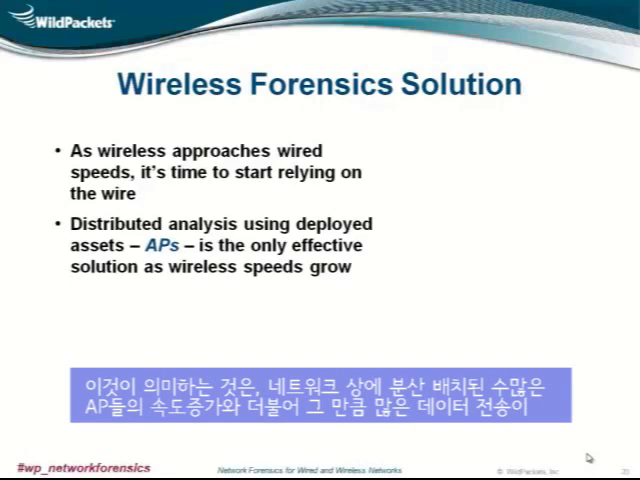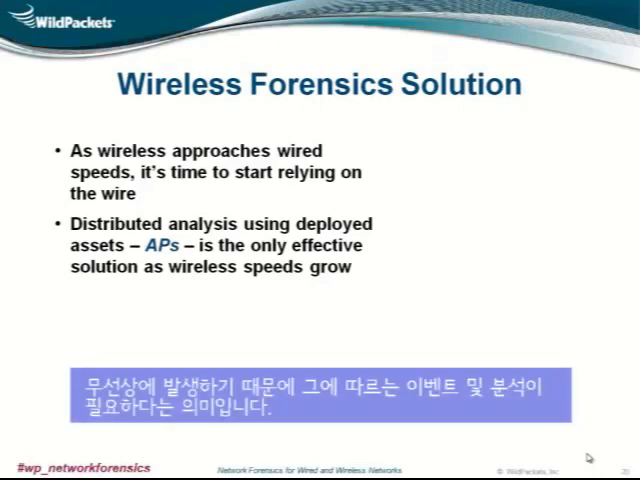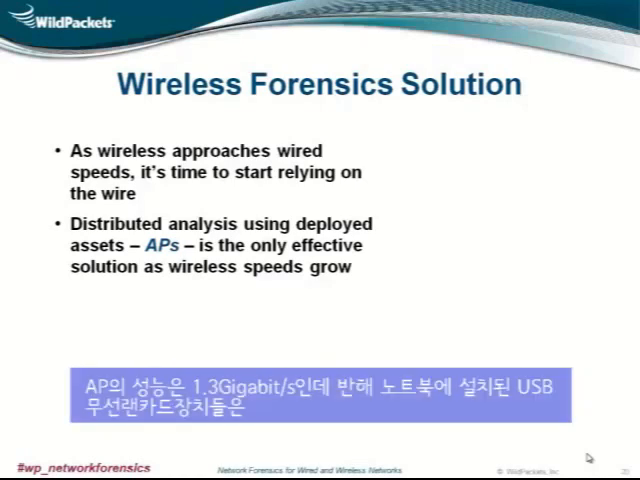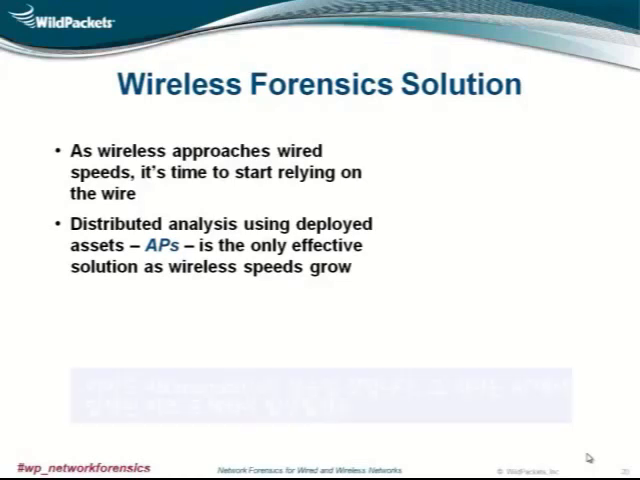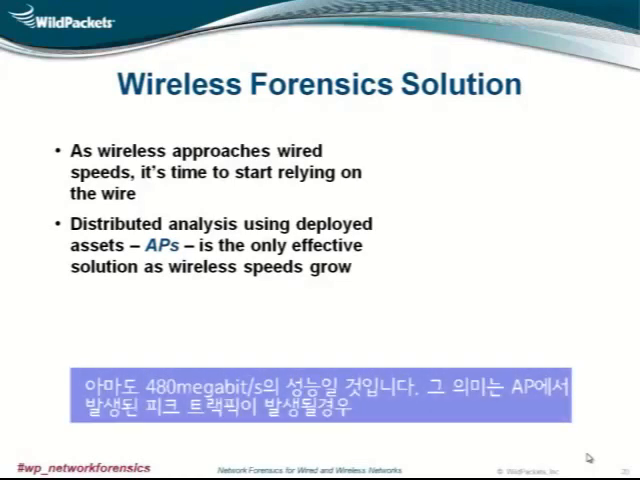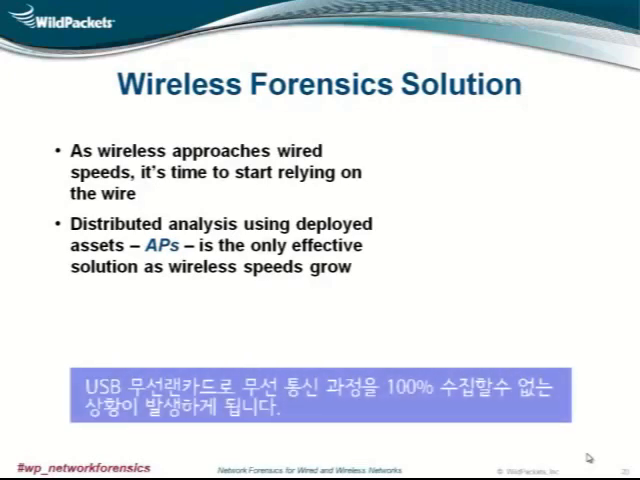Well, the best way to do that is by doing distributed analysis using assets you already have deployed in your network, your access points. They're going to be the only effective solution as the wireless speeds grow. It might be that your access point has a capability of doing 1.3 gigabits per second, but the USB devices that you would traditionally have used connected to your laptop to do traditional point-and-shoot wireless may only have a capability of measuring up to 466 megabits per second, meaning you're going to miss all of the traffic at data rates higher than that. The only way to capture this traffic reliably is to use a device that has the maximum capability on your network.